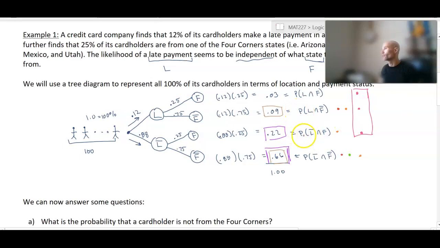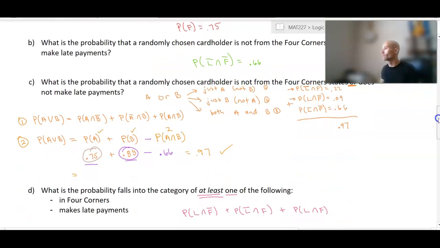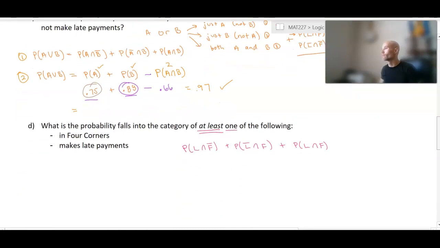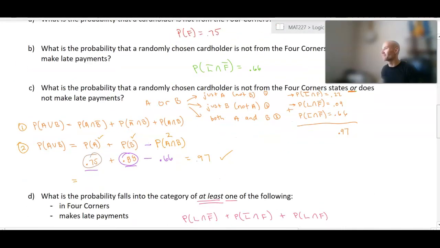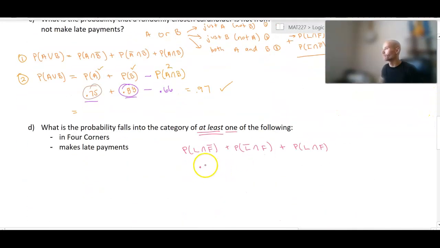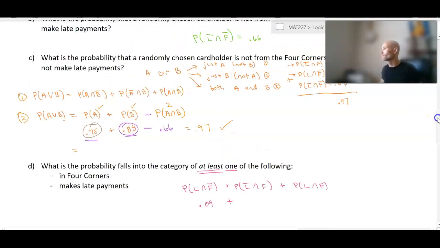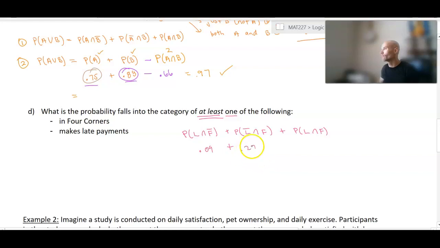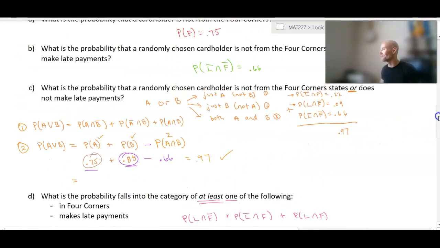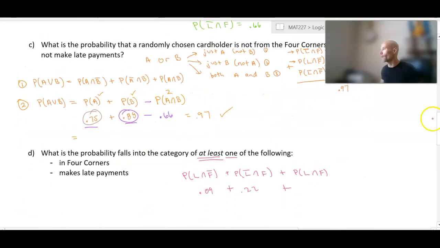Let's see. Make sure I get these in the right order. I think 0.22. Yeah, late, and this is the 0.09 plus not late payers and from Four Corners, it's the 0.22. I wrote these down in a different order than we have them in the table, so I just have to do a couple double takes here, plus the 0.03. And that comes out to, again, 0.25. This is the 0.34. So that's one way to calculate the probability of at least one.